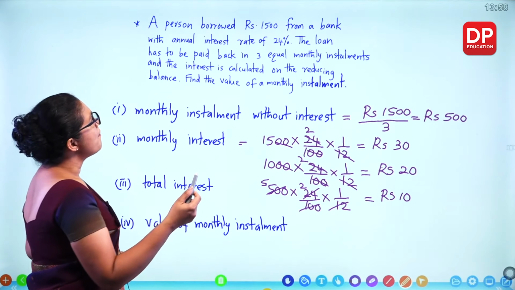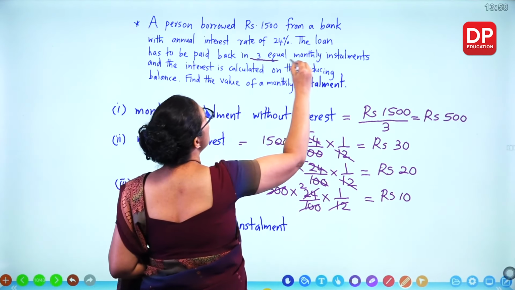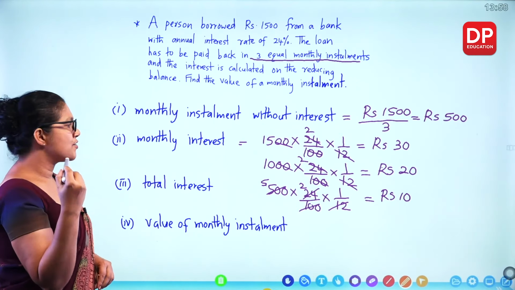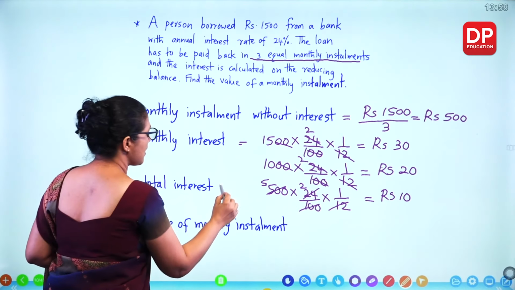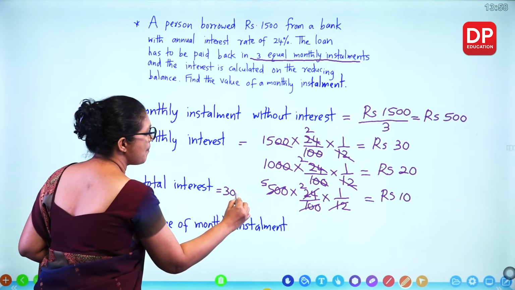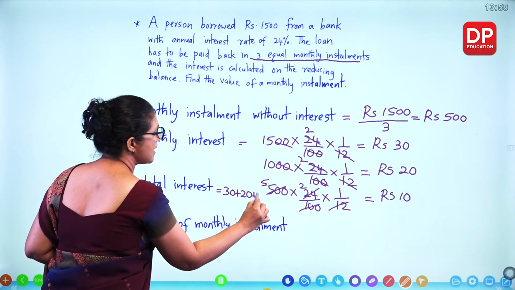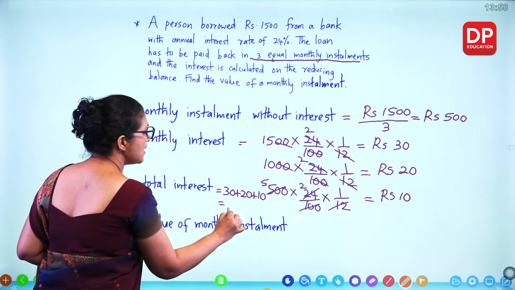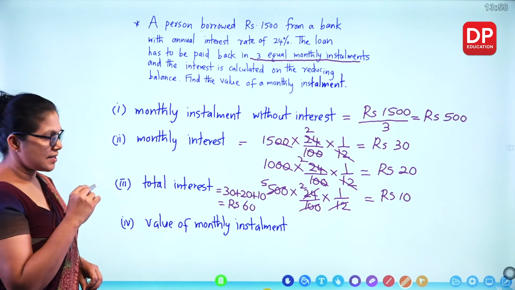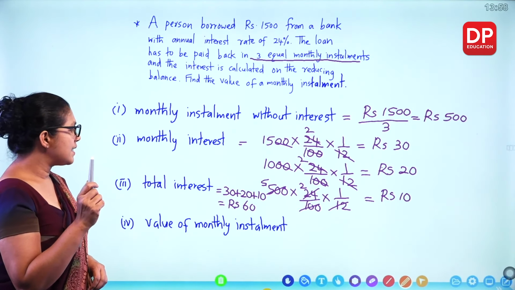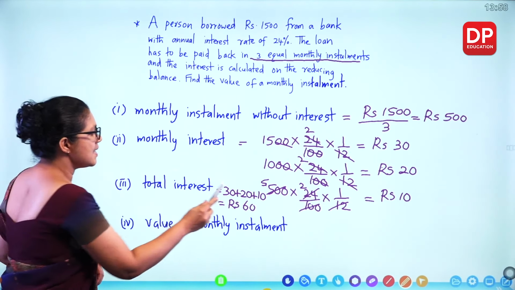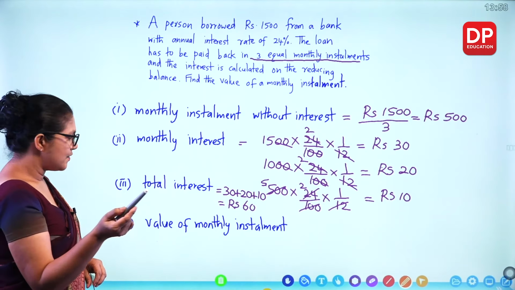But you are paying with 3 equal monthly installments. So what's the total interest that you have to pay? That's the total of these 3. 30 plus 20 plus 10. So what's the total amount? You need to pay 60 rupees as the interest. So how do we calculate the interest per month? Interest per month is 60 divided by 3.